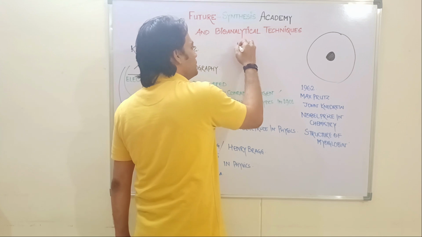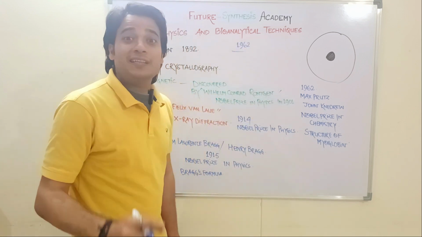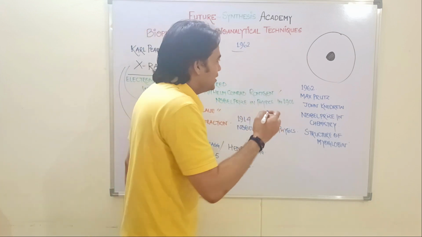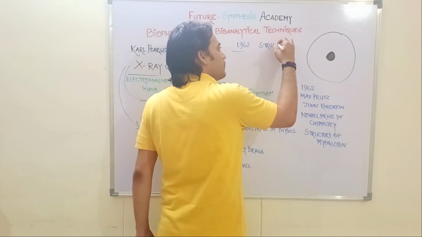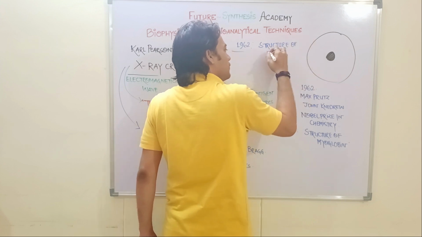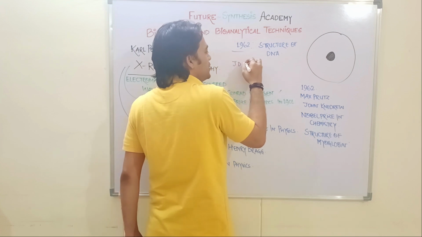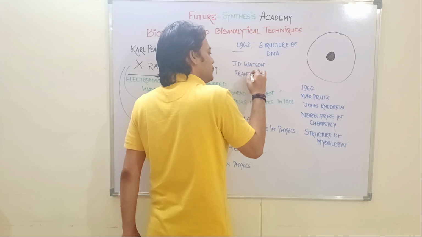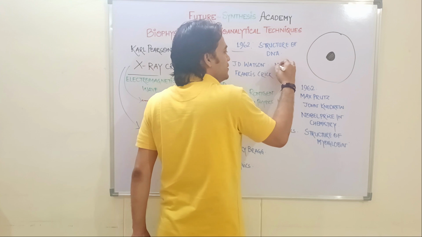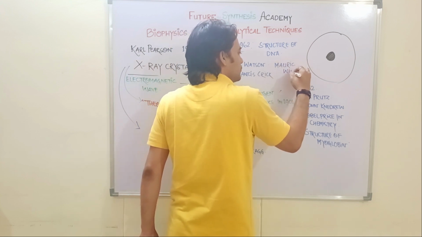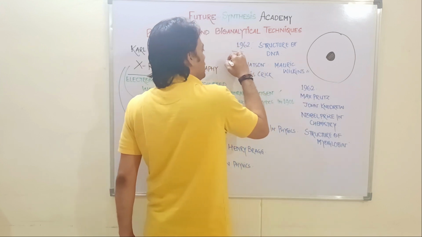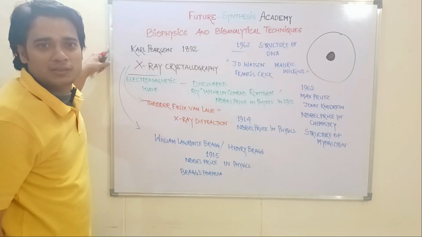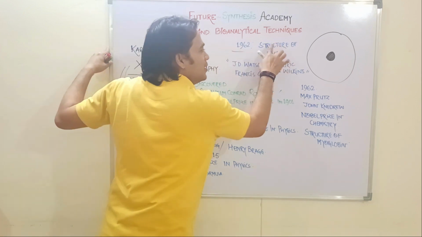Again in the year 1962, one of the greatest discovery in the history of the biological world was the structure of the DNA. Nobel Prize was given to J.D. Watson, Francis Crick, and Maurice Wilkins. A simple discovery of an X-ray led to the discovery of such a phenomenal thing. So it is basically incorporation of physics in knowing the world of biology.